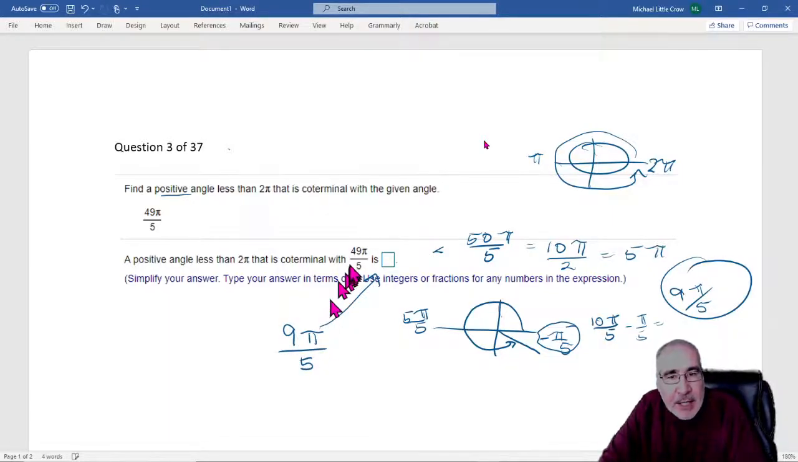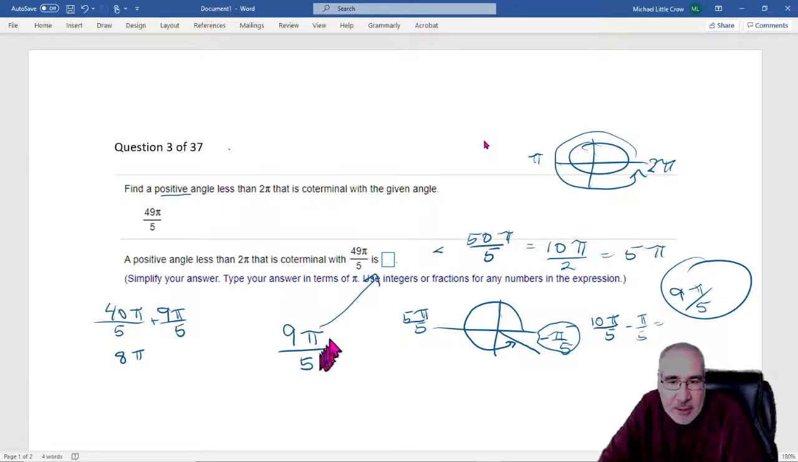Now that we've got it, the other way to look at this is, if I look at what 5 goes evenly into, you could have seen 40 pi over 5. That would reduce down to 8 pi, which would actually be 4 trips around, and then, since I still have a 9 pi, it would be 4 trips around plus 9 pi over 5.